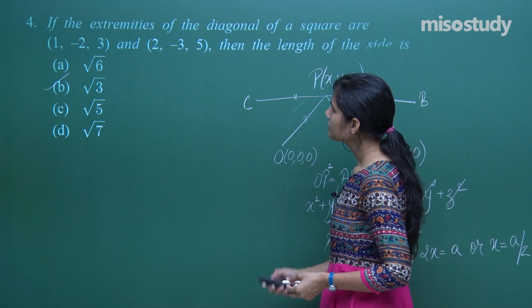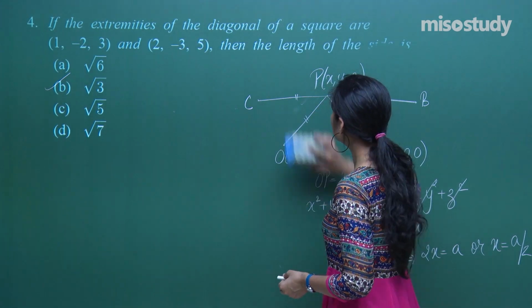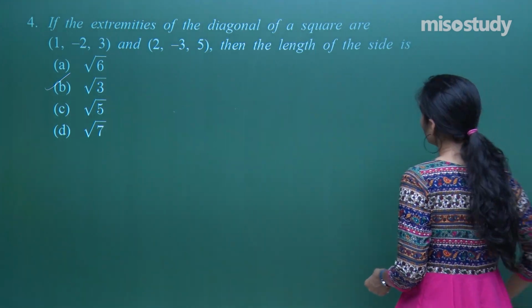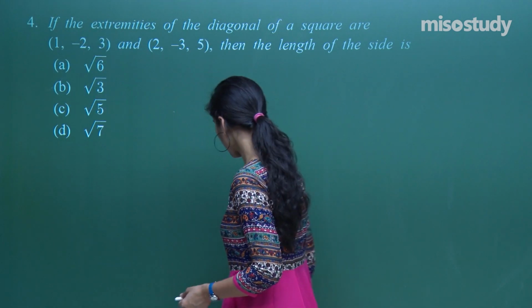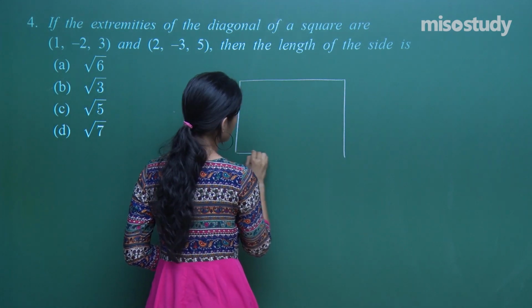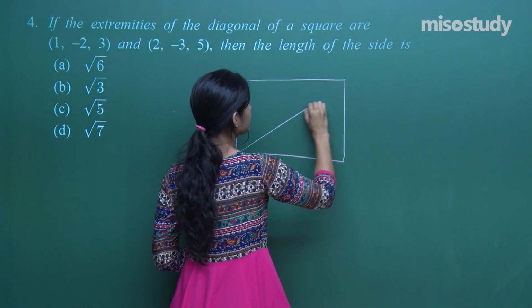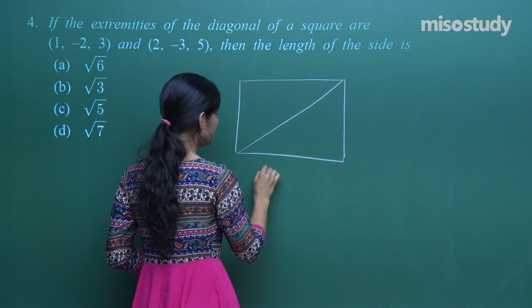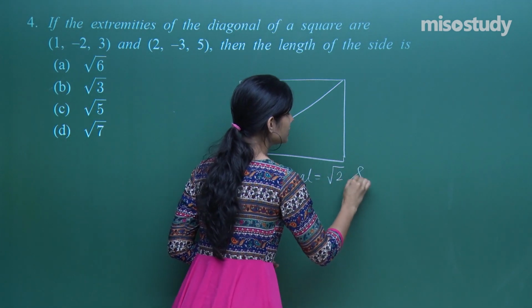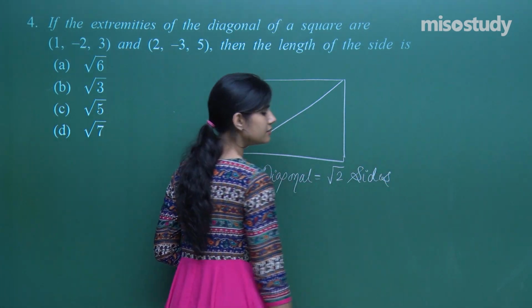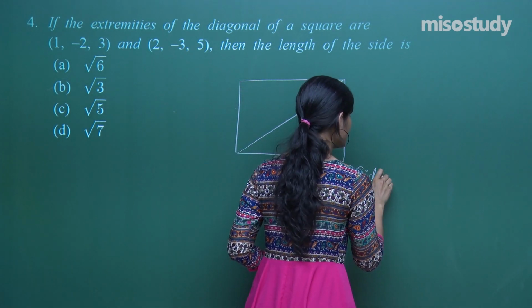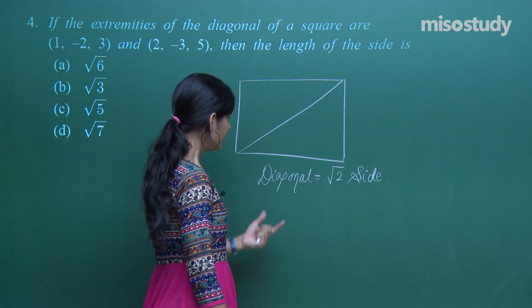The next question says, if the extremities of the diagonal of a square are given to you, then the length of the side is what? Okay, let's see. So whenever you have a square with you, you should know that if this is the diagonal, then the diagonal's length is root 2 times the side's length, one side length. The diagonal length is root 2 times the side length. Okay? What is the diagonal length?